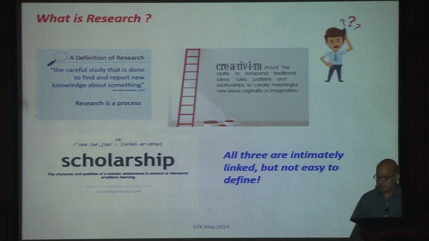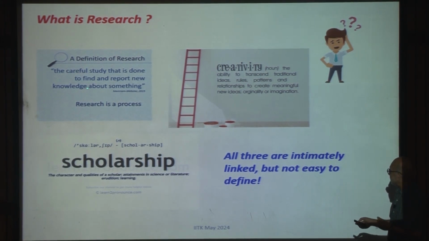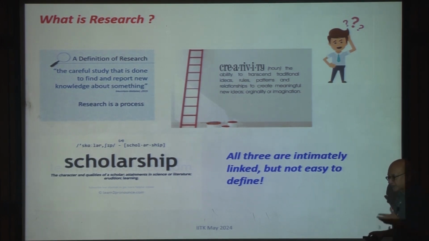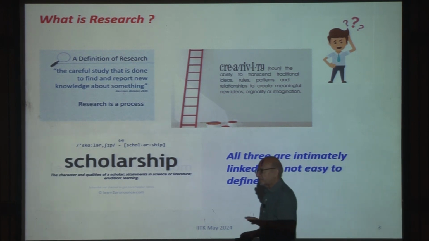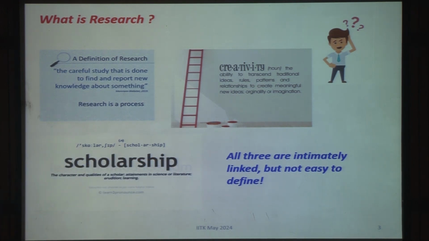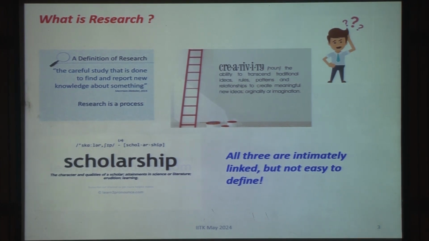So I thought, to save that embarrassment, I just looked up dictionaries and found the definition of research: the careful study that is done to find new knowledge and report about something. I'm not so much interested in that, but I'm interested in research as a process. It doesn't really matter what problem you solve, how lousy your answer or solution is; the question is the process you have gone through. And if you cultivate that process, then you can solve any problem, whether it's how to find the best match for you or how to find the best job. So I just want to move on and leave it here that all three are connected, yet they're not very easy to define. They're very nebulous in that sense.